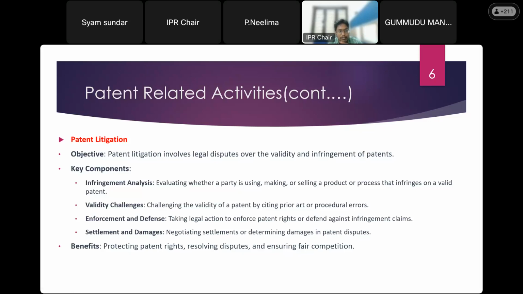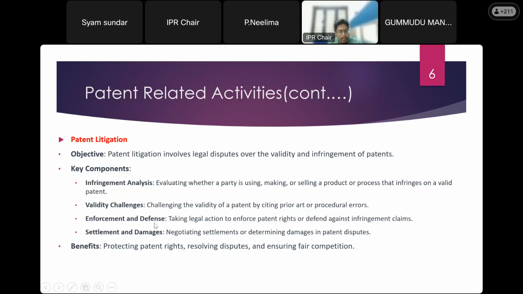They are not asking your permission; they are using that invention without it. So patent litigation is nothing but whatever happens after the grant of the patent. In an infringement suit, if you are successful, you will get damages, or you will get a settlement out of court through negotiations or ADR, alternative dispute resolution.